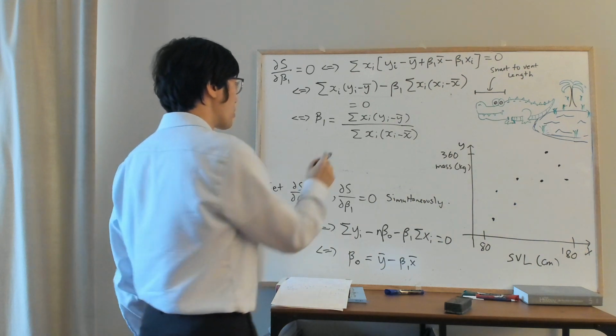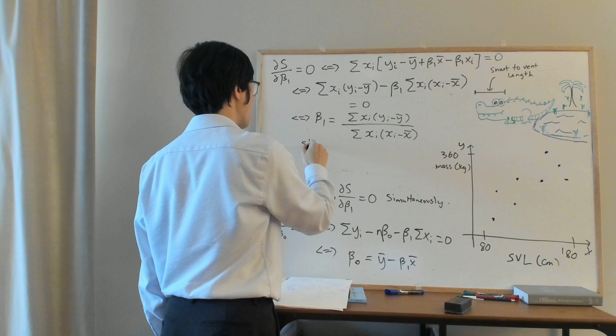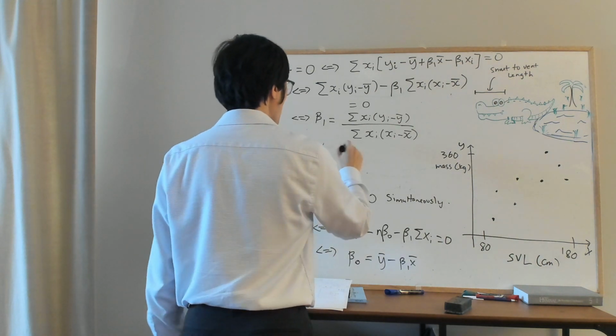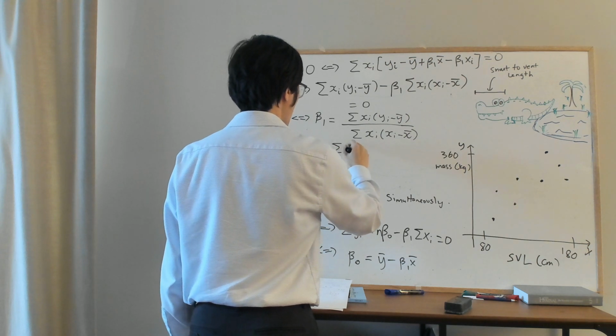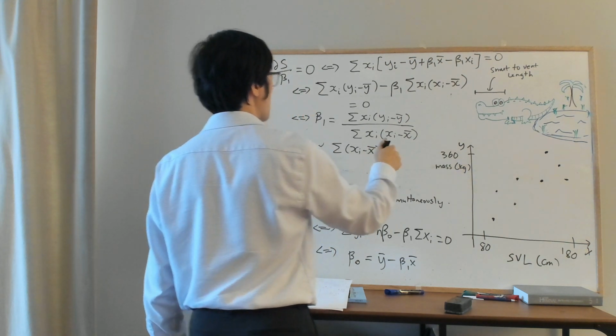The only other thing I'd point out here is this expression is actually equivalent, and we can show this using properties of summation, that we can write this as (xi minus x bar), so I can put in a minus x bar here.